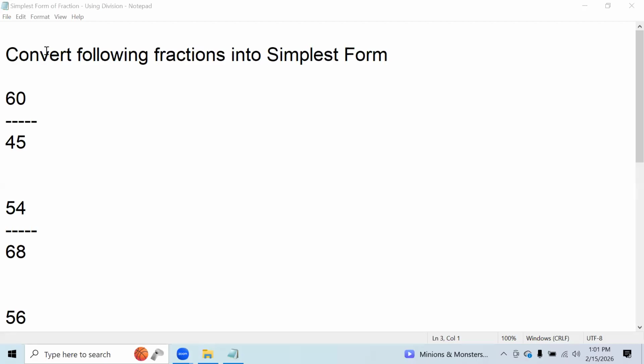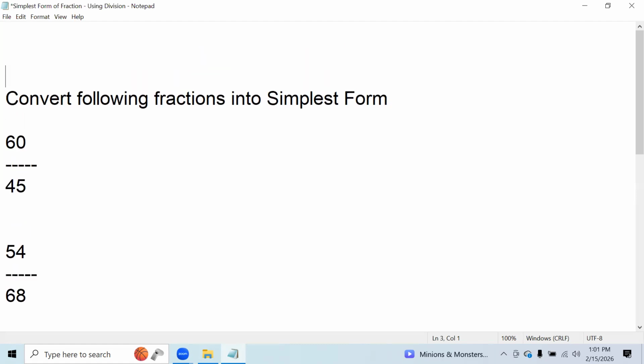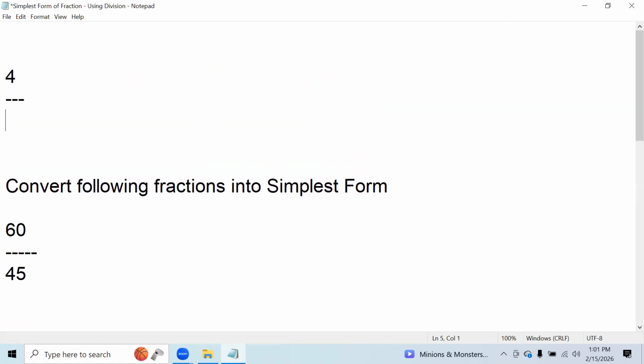Today we are going to solve problems on the simplest form of a fraction using the division method. So what is the simplest form? Let's take one fraction, let's say 60 upon 45. If we have to find the simplest form of it, we have to divide 60 and 45. Our numerator is 60 and denominator is 45. We need to keep dividing both of them by their common factor till there is no other factor than 1 for them. So let's say if we just write down simply here 4 upon 5.